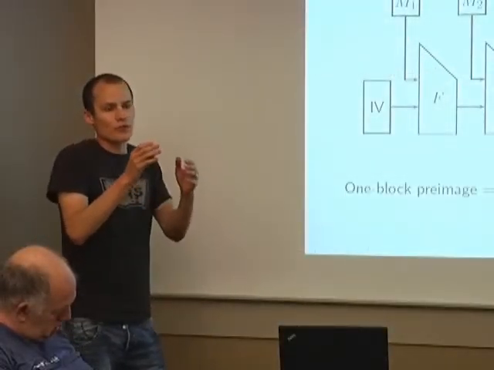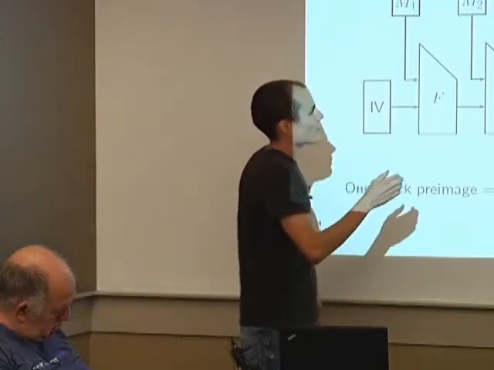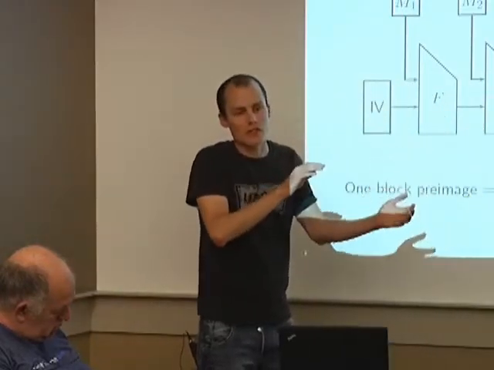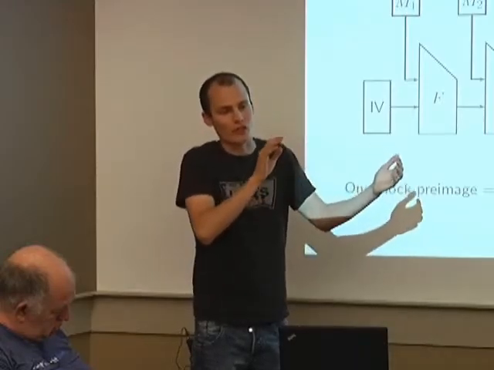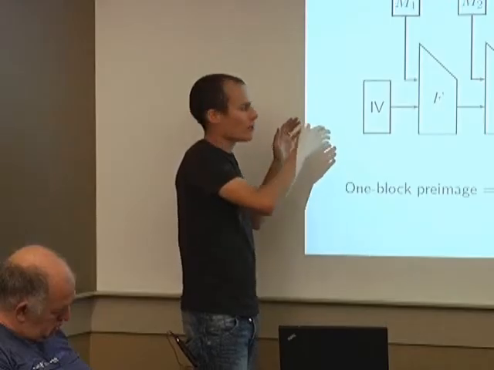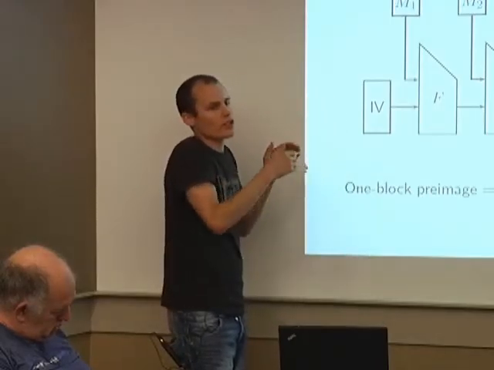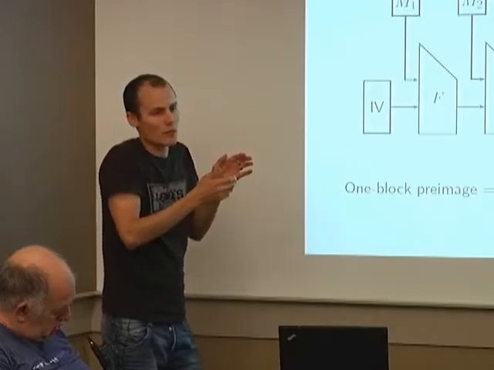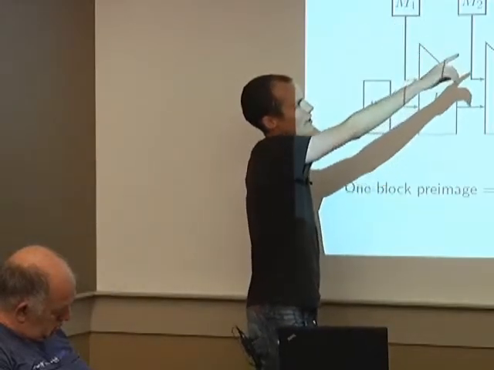What your problem is, you get some h and you just want to find some message, some preimage of arbitrary length. And we just focus on finding one block preimages, which must exist with high probability, because your input is 512 bits and your output is only 160.